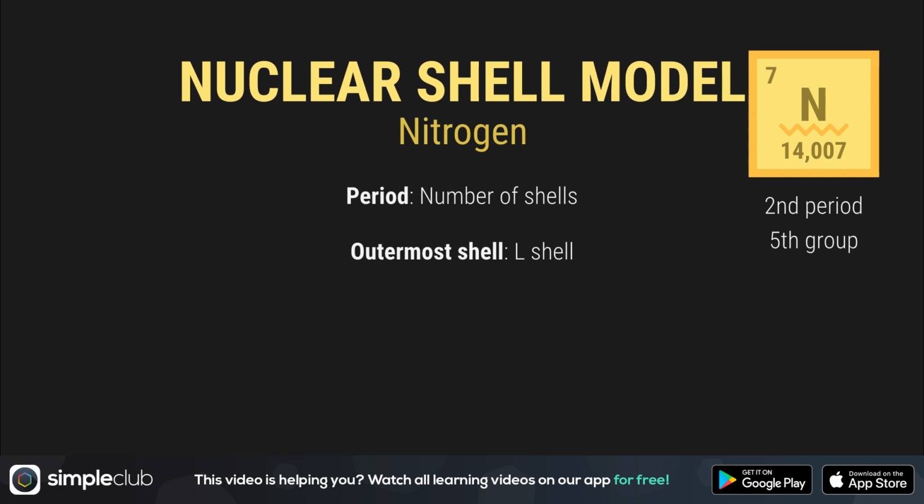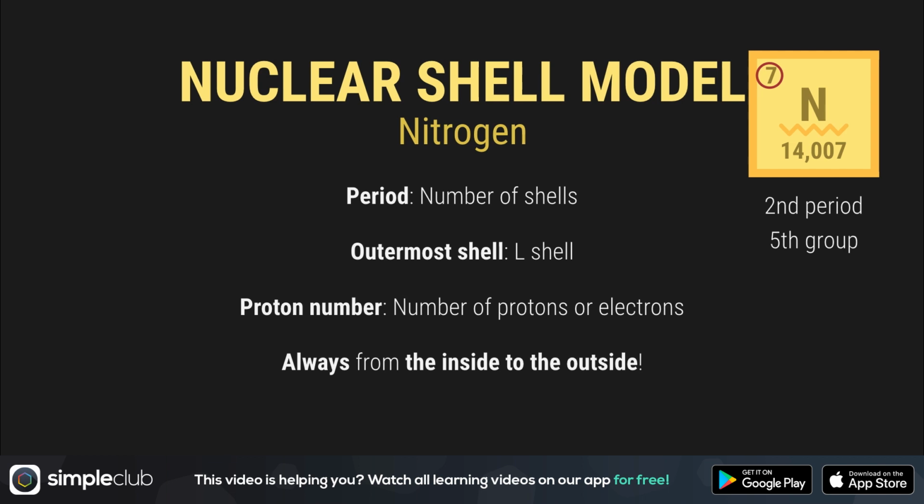Next thing we need is the proton number. Nitrogen's is 7. The proton number tells us the number of protons and the number of electrons. That means we somehow have to distribute 7 electrons to 2 shells. That is done by placing them from the inside to the outside. We are going to put 2 in the K shell because it cannot take any more than that. We then place the other 5 in the L shell, since the L shell and any shell after that can take up to 8 electrons. Et voila! We drew nitrogen's nuclear shell model.